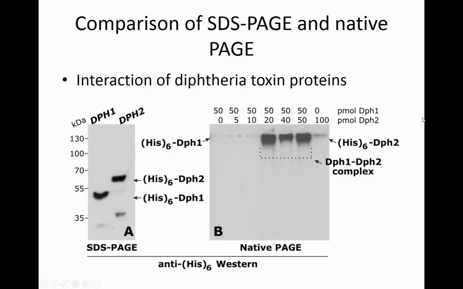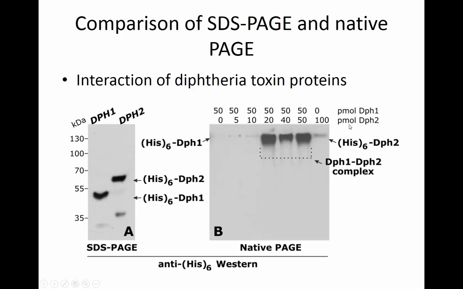So for example, we could look at diphtheria toxin proteins. We can compare SDS-PAGE and native PAGE. So here's SDS-PAGE. And these are both Western blots, and we're looking for different toxin proteins. And we can see them here in these crisp bands in the SDS-PAGE gel. Then we can look over here and see them in native PAGE, and again, we're looking at the DPH2, the toxin 2 protein.